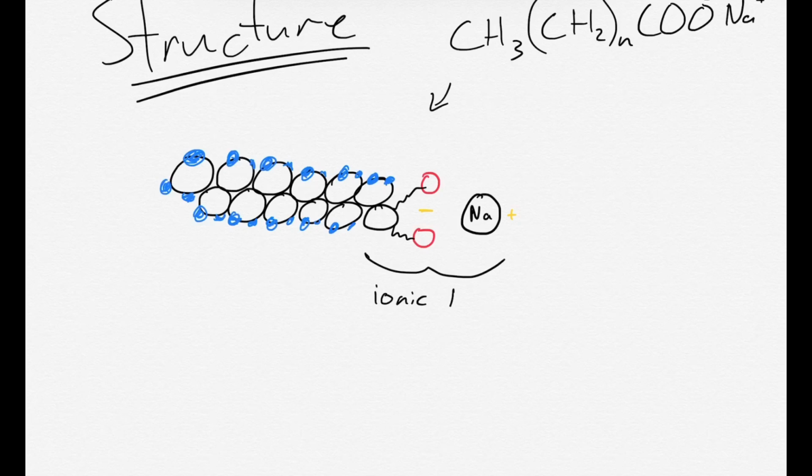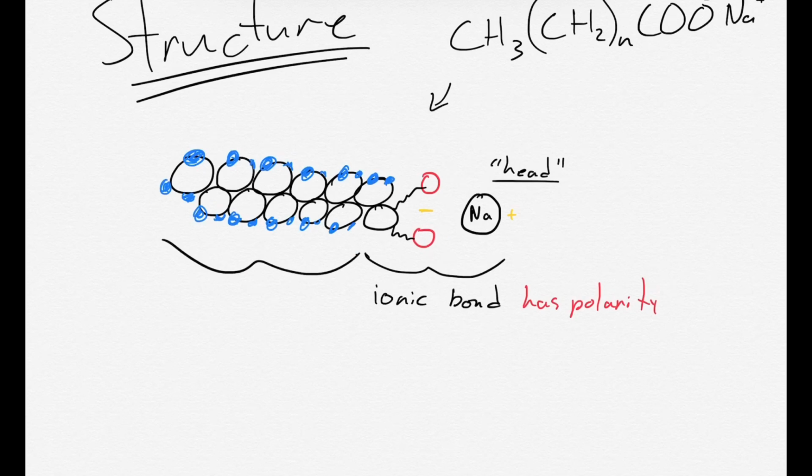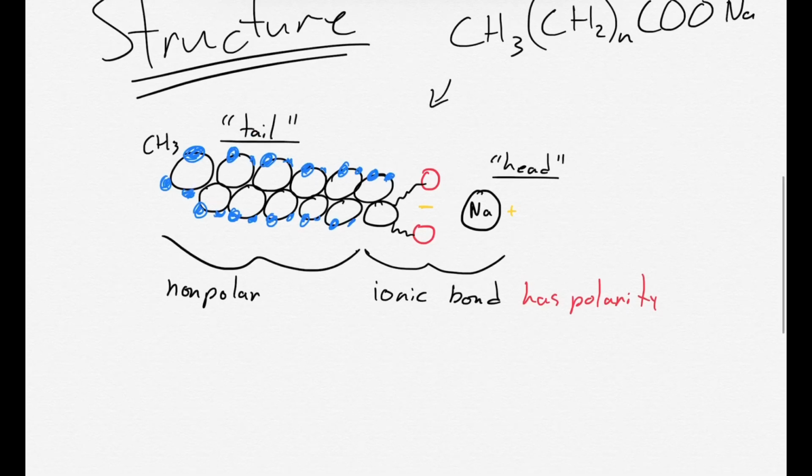And that negative and positive side will create a charge, and that's going to be called the head. It's going to have an ionic bond, and it's going to have a polarity. I mean, it's going to have a positive side and a negative side. It's kind of like a magnet. Now, the other side is non-polar. It does not have a negative or a positive side, and that's actually going to be called the tail. So there's the end with CH3, and the middle made up of CH2s. At the end, you have the CO2 and the sodium right at the head.